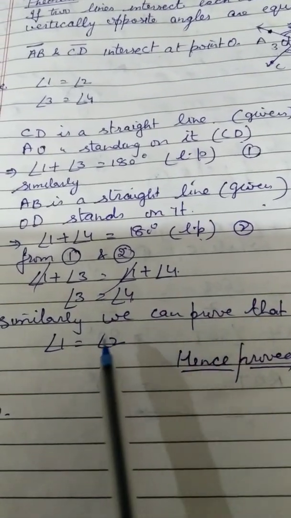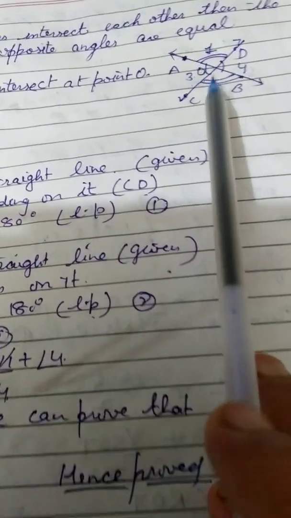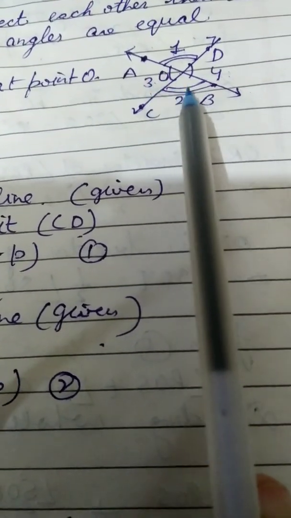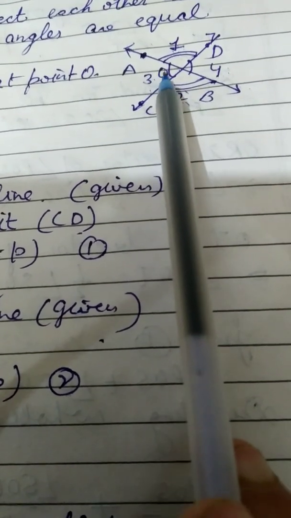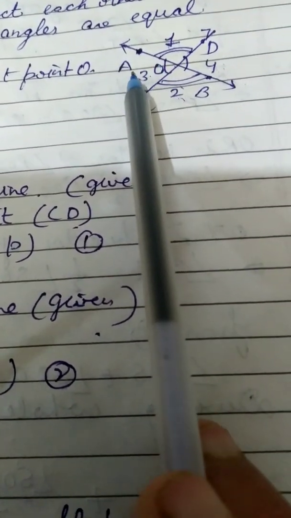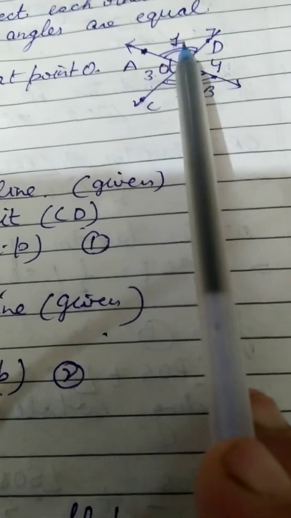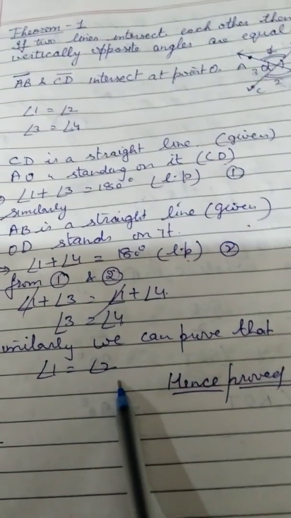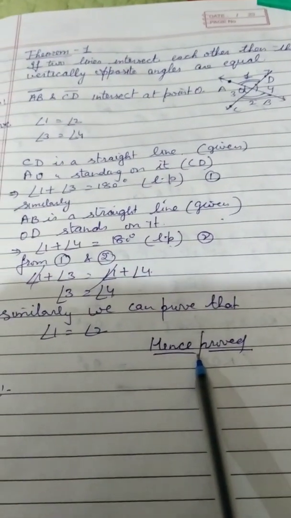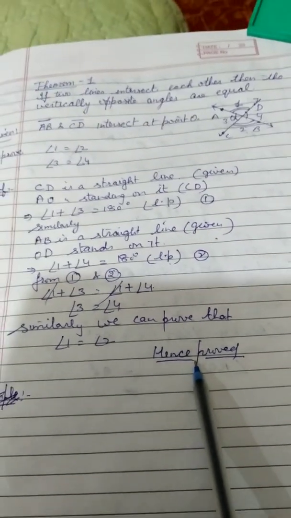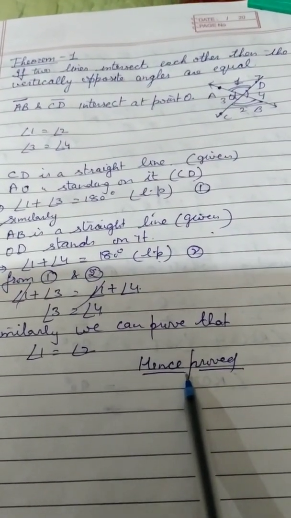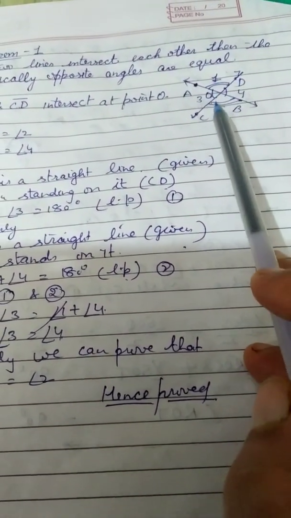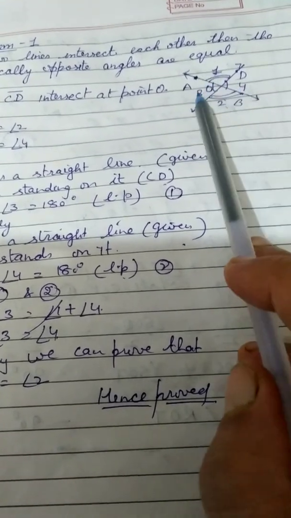Similarly, we can prove that angle 1 is equal to angle 2. See here, if I take 1 plus 3 is equal to 180 and 3 plus 2 is 180, then when I equate them, 3 is the common angle in these two equations. 3 will cancel and we will get 1 is equal to 2. This was the first theorem of lines and angles. You should always remember that if two lines intersect each other, then the vertically opposite angles are equal.